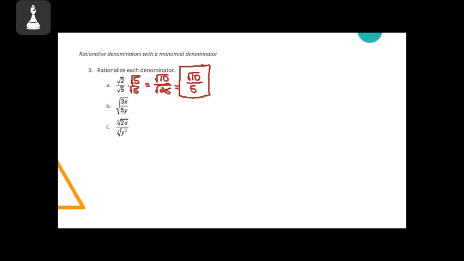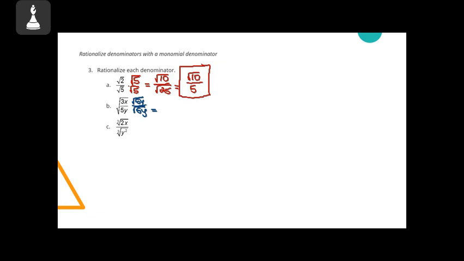Okay, so let's take a look at the next one here. I've got the square root of 3x over 5y. None of these pieces can be square rooted. So again, I need the bottom to be a perfect square. Well, when it was just 5, I multiplied top and bottom by 5. Now it's 5y. So this time I'm going to multiply top and bottom by 5y. And let's see what happens.